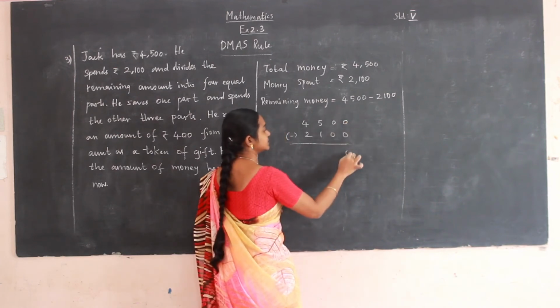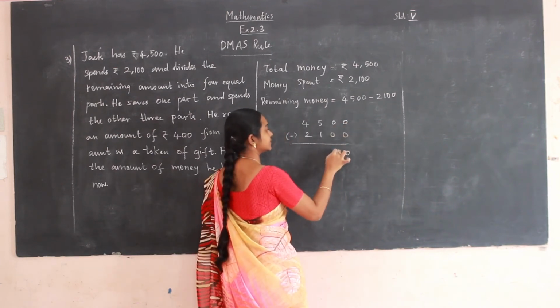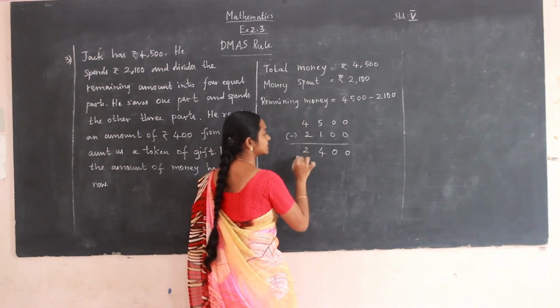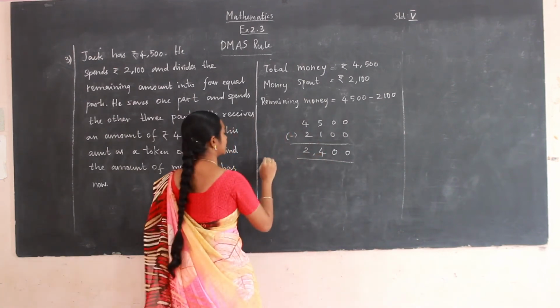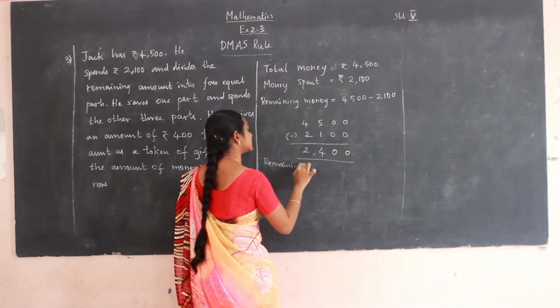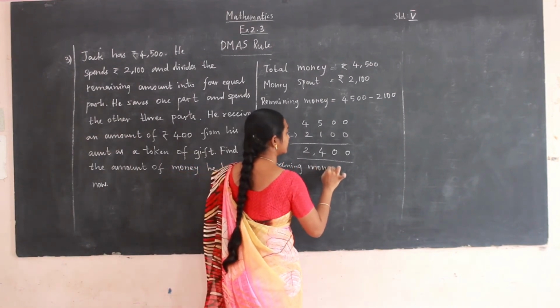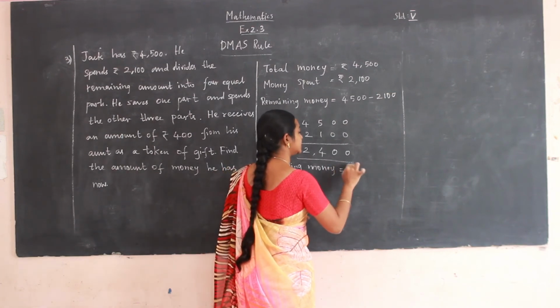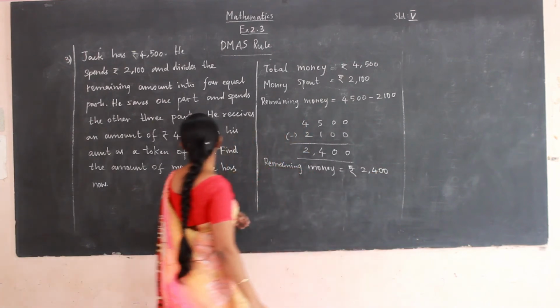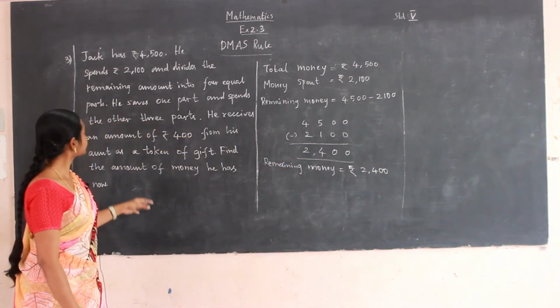0 minus 0 is 0. Again 0 minus 0 is 0. 5 minus 1 is 4. 4 minus 2 is 2. So the remaining money is rupees 2,400. Next what is given?